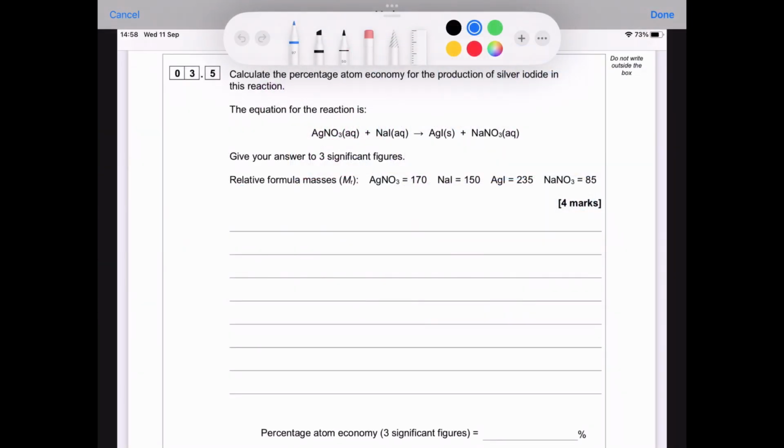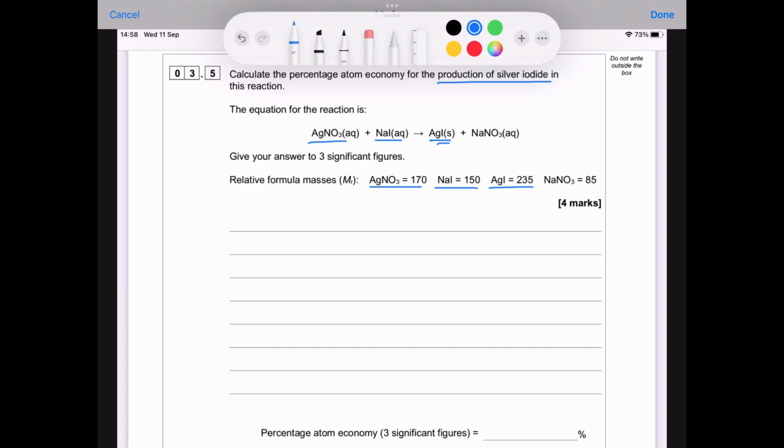So this question asks us to calculate the percentage atom economy for the production of silver iodide in this reaction. So we know from the way the question is worded that silver iodide is our desired product, and we need to identify that in our equation, which I've underlined here below. They've actually been nice and have already given us the relative formula mass of silver iodide. So thinking back to our general formula to work out atom economy, the only thing we need to work out is the sum of relative formula masses of the reactants.